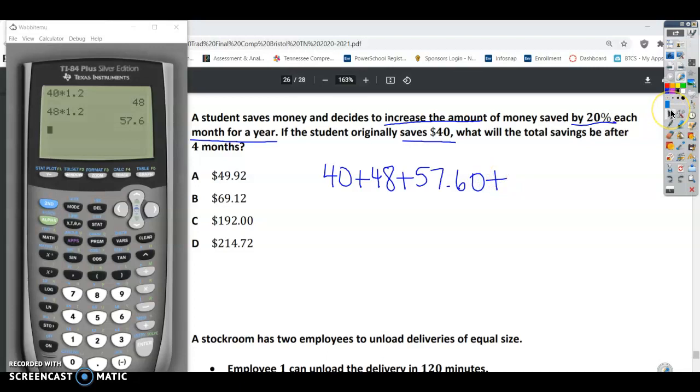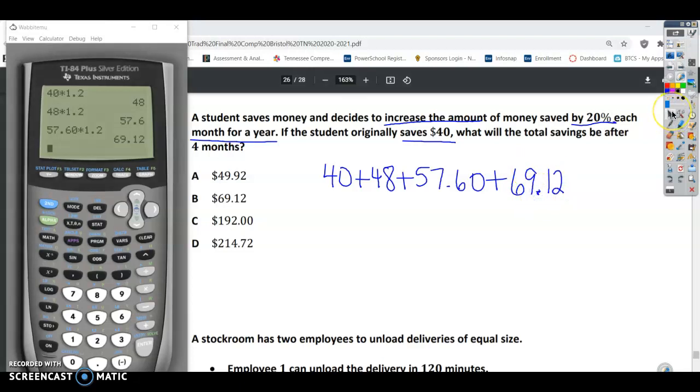And then we're going to do one more time. We're going to do $57.60 times that same 20% growth, which is 1.2, and that would be $69.12.